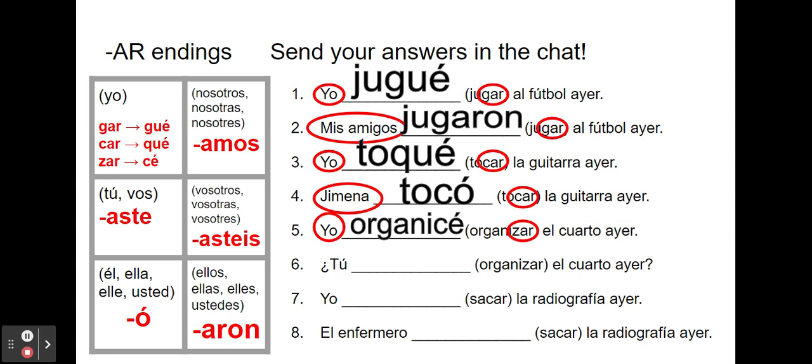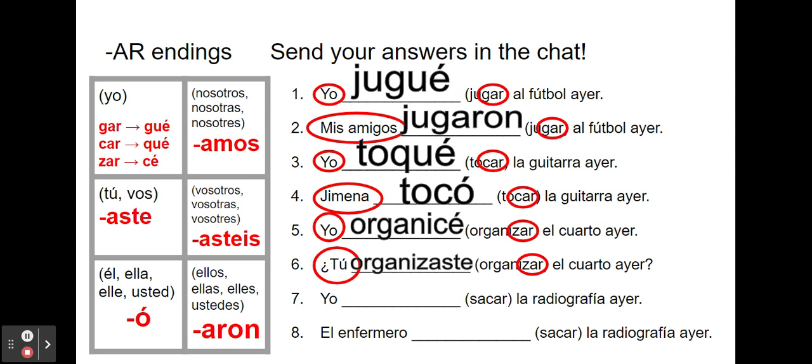Number 6, tú organizar el cuarto ayer. So asking, did you organize the room yesterday? Again, it's a ZAR verb, but now my subject is tú. So I need to use my tú or vos ending, which is aste. So my answer is going to be organizaste. I took off the AR and replaced it with ASTE.